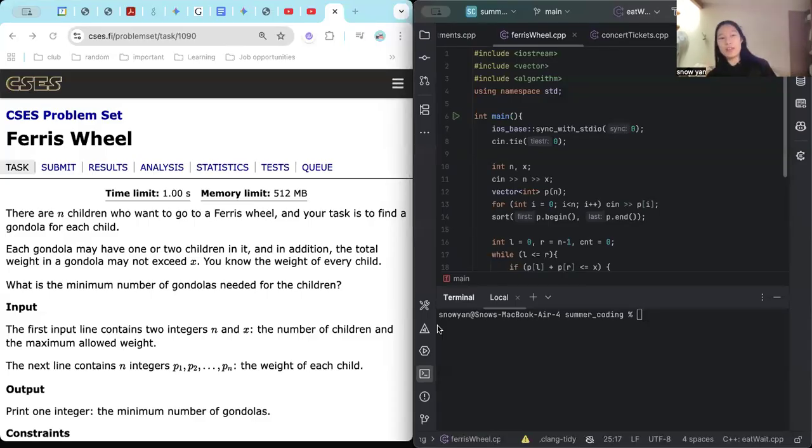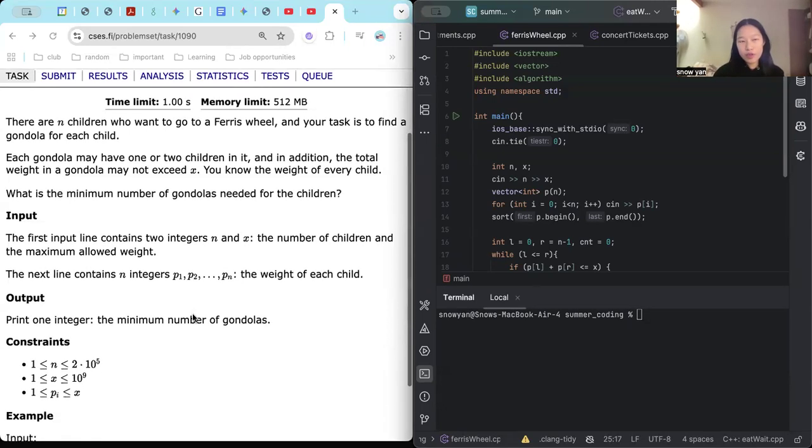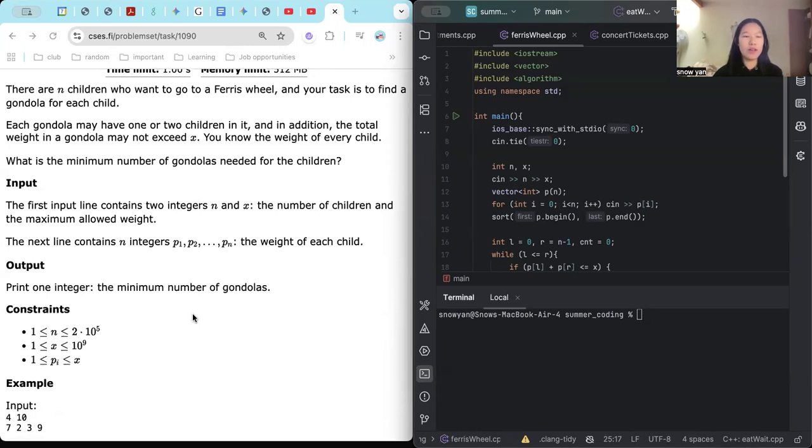The question we have today is Ferris wheel. So let me read out the question. There are n children who want to go on a Ferris wheel, and my task is to find a gondola for each child. Each gondola may have one or two children on it, and the weight of the gondola may not exceed X. I know the weight of everyone. What is the minimum number of gondolas needed for everyone?